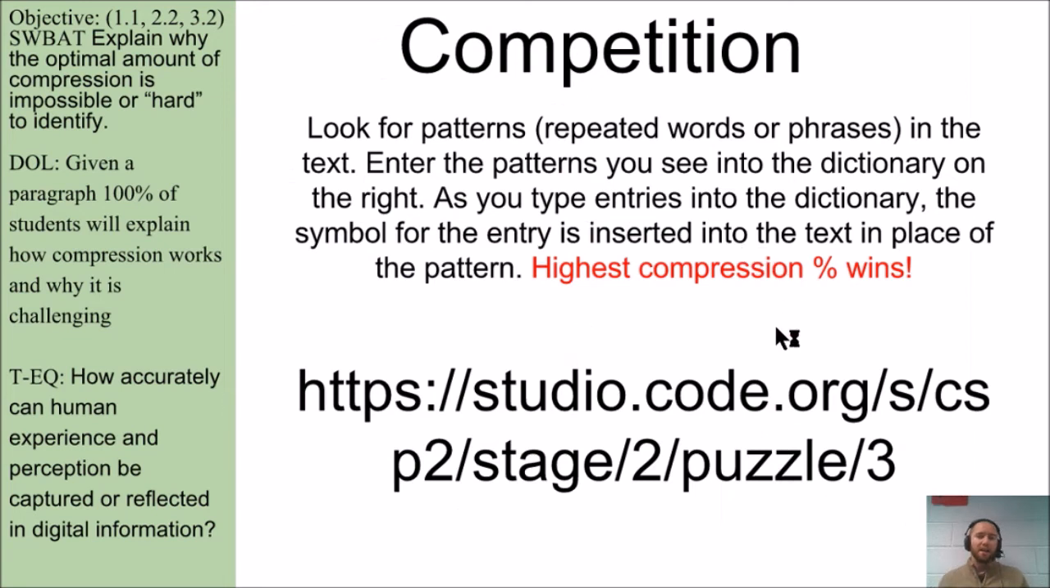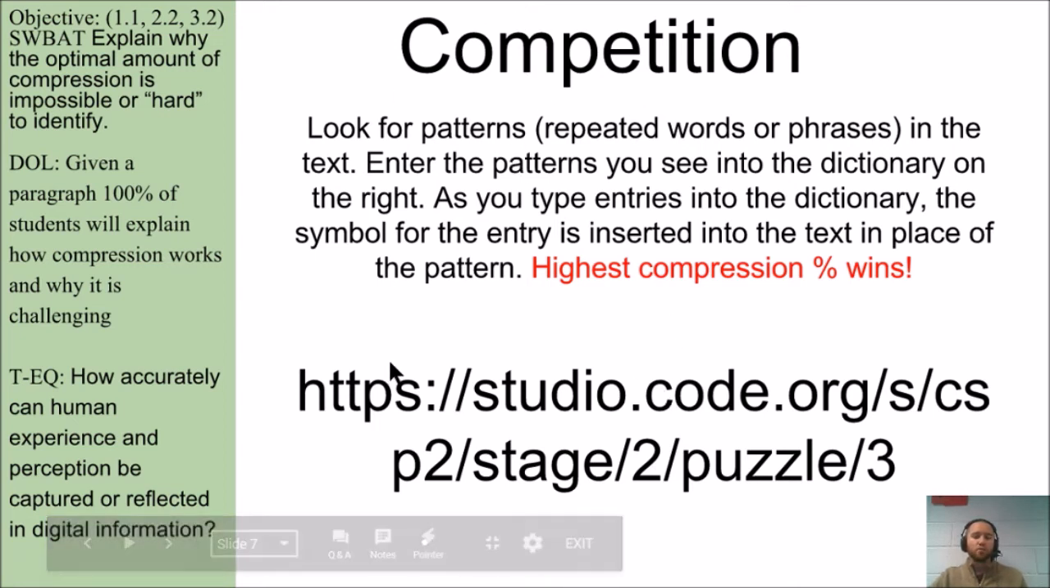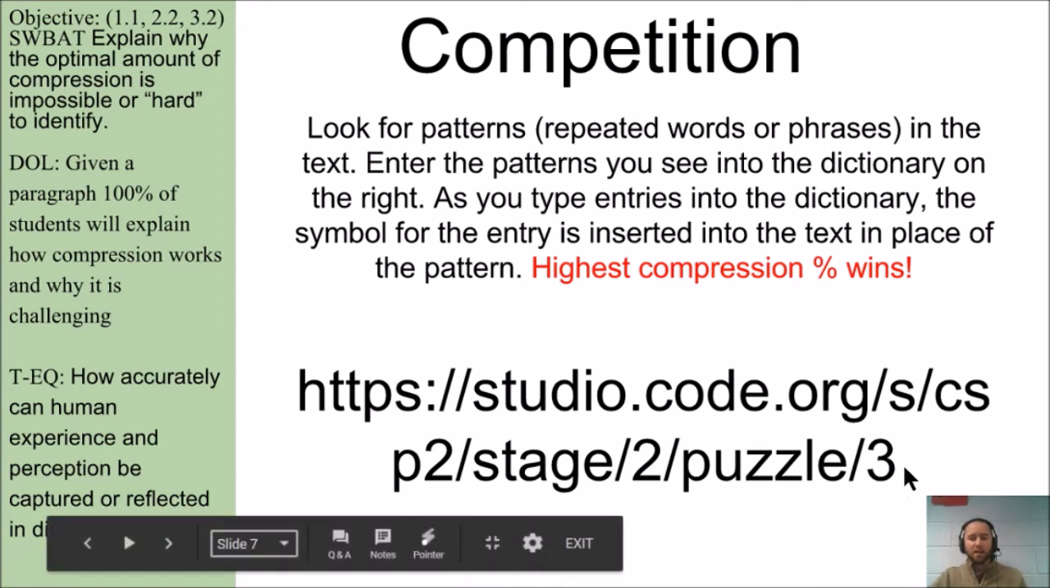So, I love competition. We'll do a little bit of that in class today. The directions are: look for patterns, repeated words or phrases in the text. Enter the patterns you see into the dictionary on the right. As you type entries into the dictionary, the symbol for the entry is inserted into the text in place of the pattern. So what I'm saying is whoever at the end of today has the highest compression percentage wins. And you can just raise your hand, let me know the highest that you or your partner has gotten, and I'll write those names on my notebook. To get to the compression widget, you go to this link right here. So you type that in.